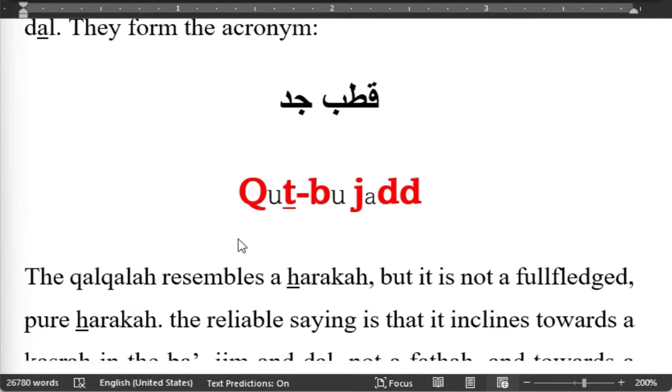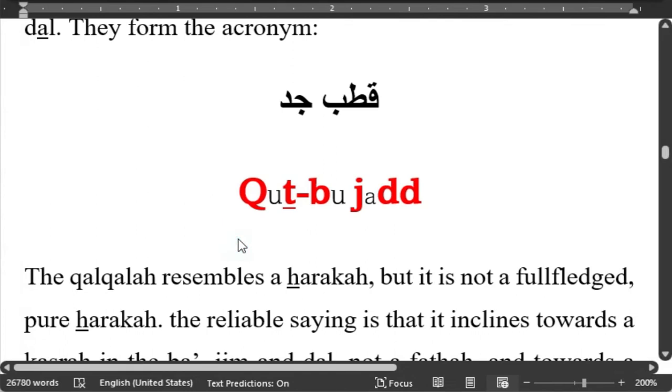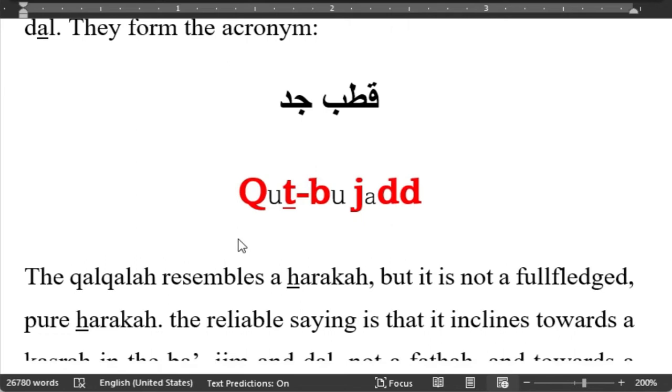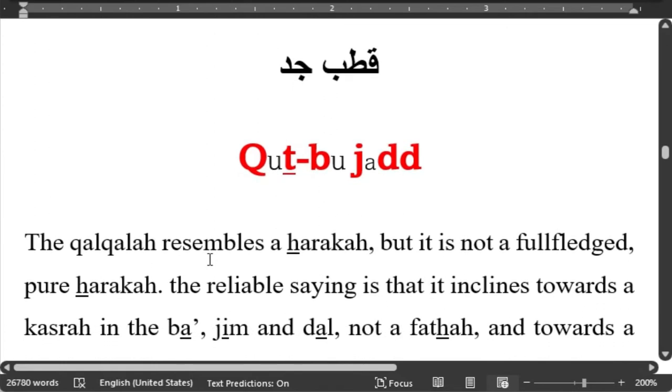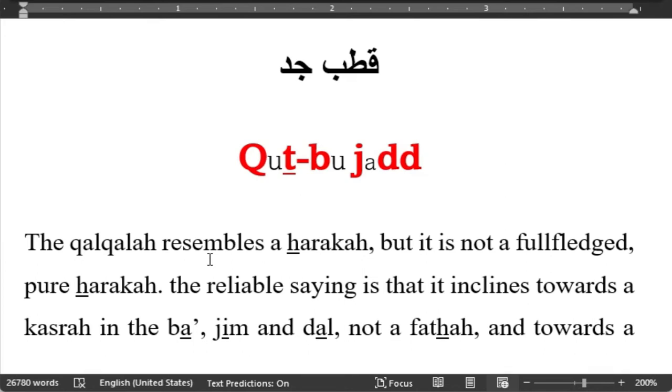The qalqalah resembles a haraka. If it's a haraka, you'd say, for example, Abi, that's a kasra on that ba. But if it's a qalqalah, which resembles a haraka and is not a full-fledged, pure haraka, then you'd say Abi, Abi, not a full Abi.